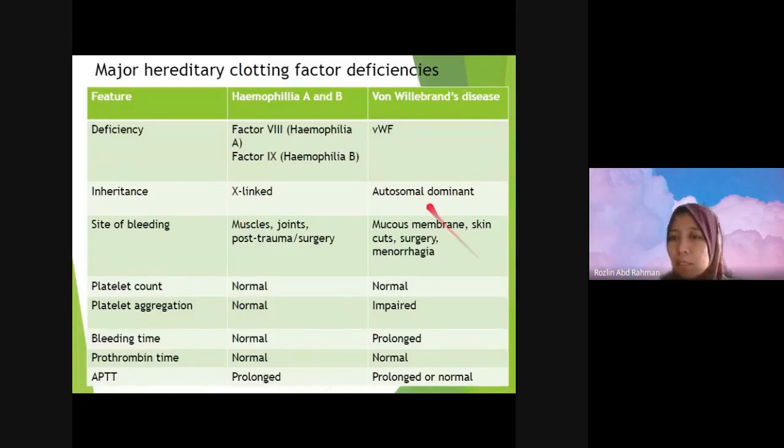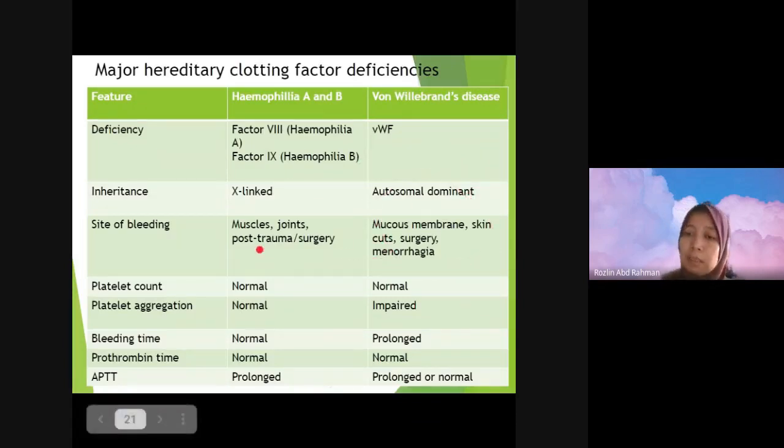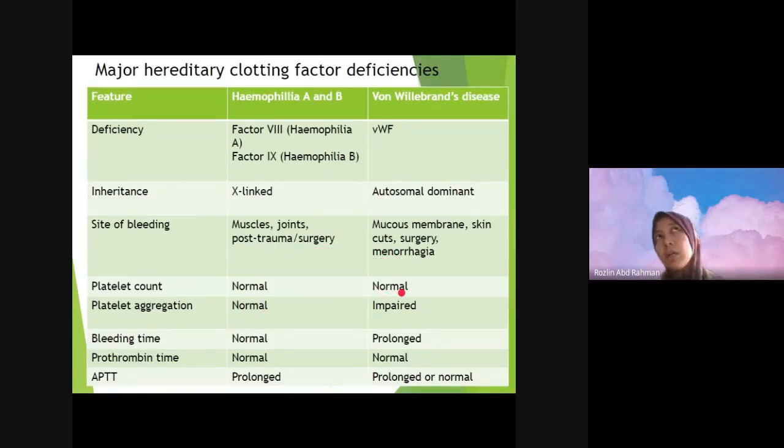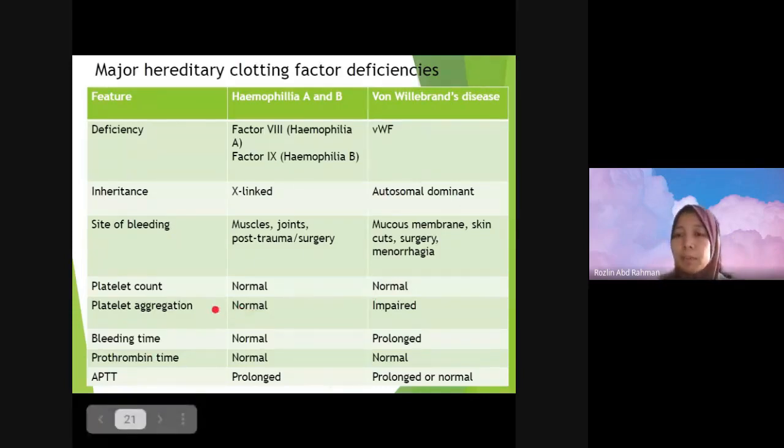Okay, so this table is showing you the comparison between Haemophilia A and B and von Willebrand disease. So you boleh tahulah dekat sini. Okay, remember Haemophilia A and B is X-linked. It is sex-linked, whereas von Willebrand disease is autosomal dominant. And the bleeding is usually superficial. This one is deeper. Okay, platelet count both are normal because it does not involve the platelet punya problems. Platelet aggregation, Haemophilia A and B is normal, but in von Willebrand disease it is impaired because remember von Willebrand factor is needed for the activation and aggregation of the platelet.